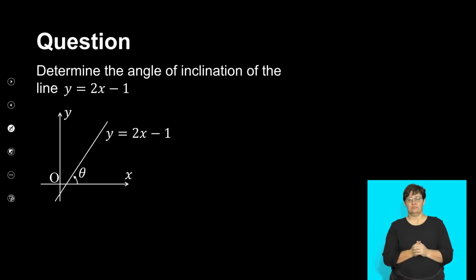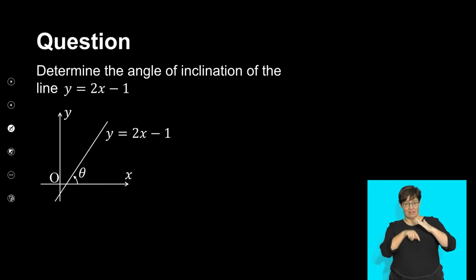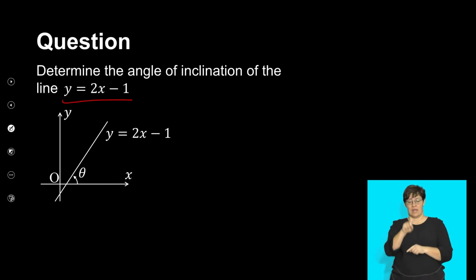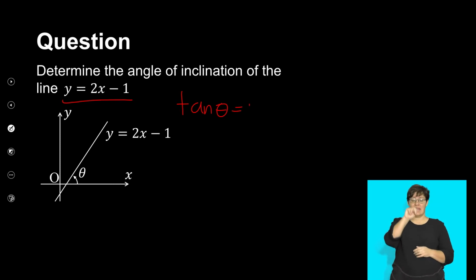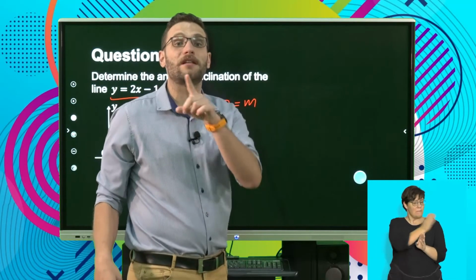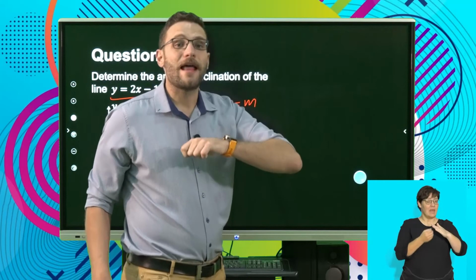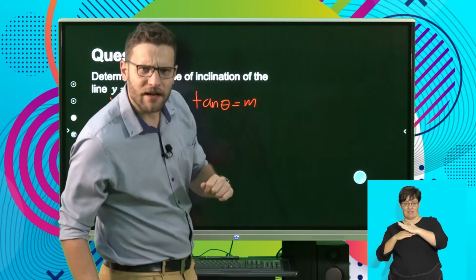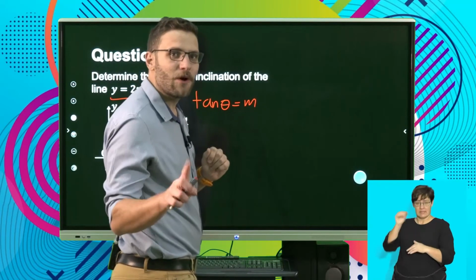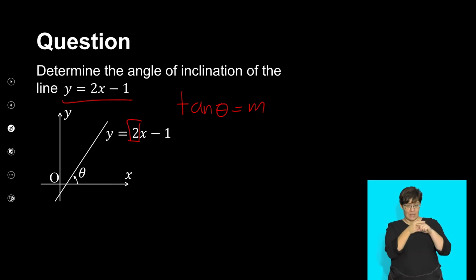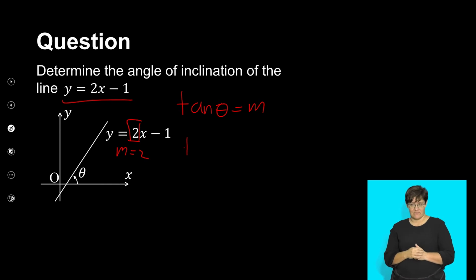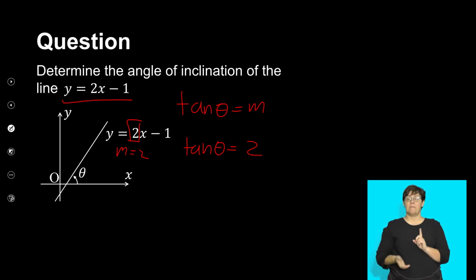The next question says, determine the angle of inclination of the line y equals 2x minus 1. So again, we're talking about the angle of inclination. And so what does that mean? I'm going to be using this formula, tan theta equals m. And this question is different because in the previous question, they wanted the gradient and they gave us the angle. Now they want the angle. Have they given us the gradient though? Well, yes, because what do I know about a straight line? The number that I'm going to multiply x by is my gradient. And so I know that my gradient is equal to 2. And I need to go find the angle, all right?